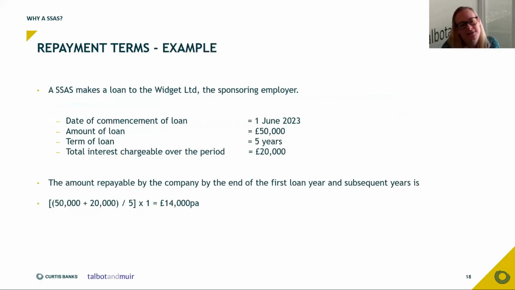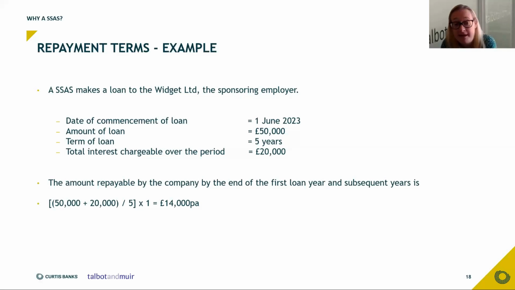Let me just put it into a little bit of a case study to show you what that translates into. So a SSAS makes a loan to their sponsoring employer, Widget Limited. The date of the commencement of the loan is the 1st of June 2023. The initial amount of the loan is £50,000. The term of the loan, 5 years. The total interest chargeable over that period works out to be £20,000.